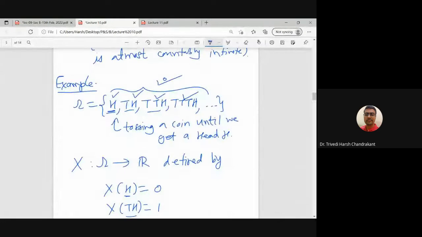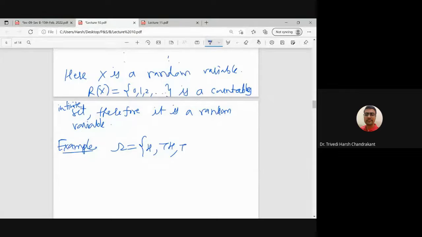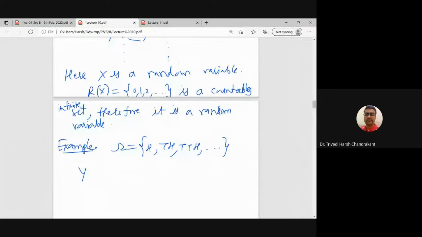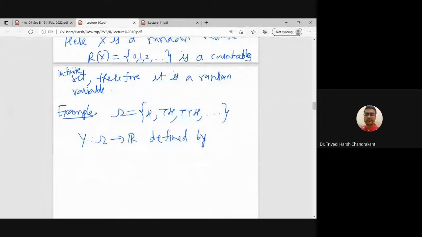The next example is on the same sample space, that is H, TH, TTH. On the same set, we can define another function from omega to R. You know the characteristic function, right? The indicator function. If we select any point of this set, we can define the indicator function.